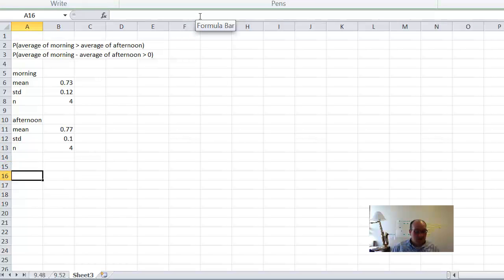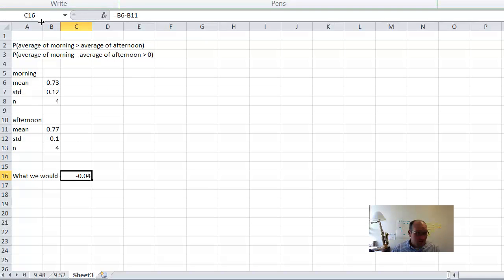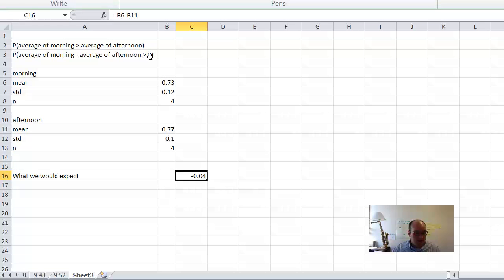Alright. Okay, so let's type in what we would expect. What would you expect? Well, we just follow this equation that we wrote down up here. Right? So we say morning mean minus afternoon mean, negative 0.04. But what did we actually see? Well, we saw 0. Right?